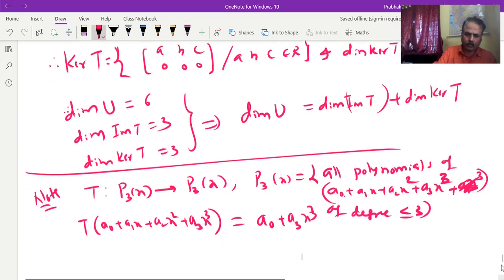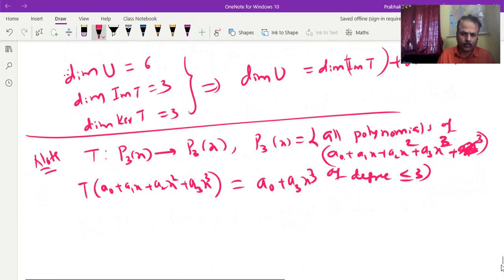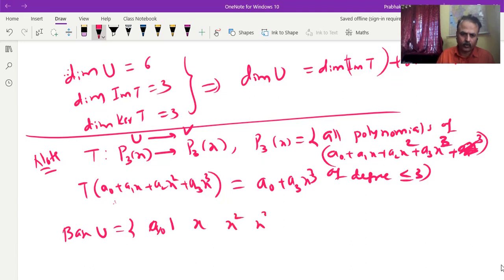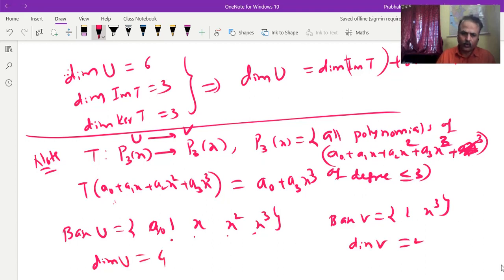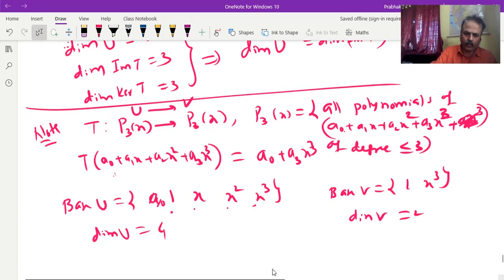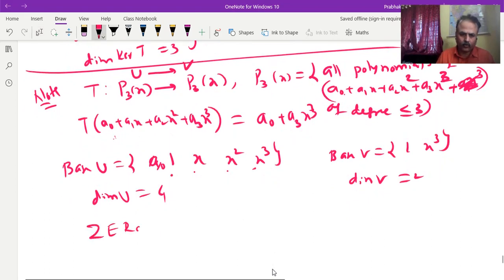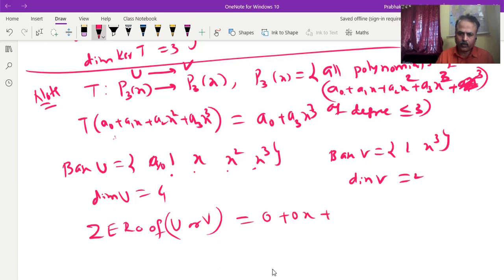Now naturally a0 plus a3x cube becomes a subspace. Why is the dimension of U 4? For this domain U to V, the basis of U is 1, x, x square, x cube, and the basis of V can be simply 1 and x cube. So the linearly independent vectors in U are 1, 2, 3, 4, so the dimension of U is 4, and the dimension of V is 2. What is the 0 of both U and V? 0 is the zero polynomial. The 0 of U or V, both are the same here, equal to 0 plus 0x plus 0x square plus 0x cube. This is the big O.